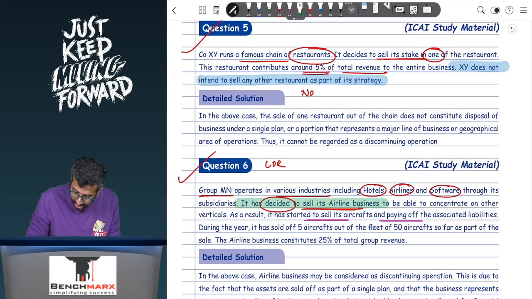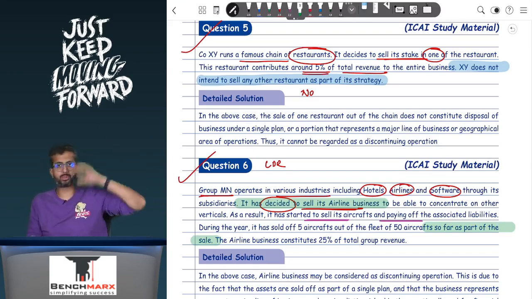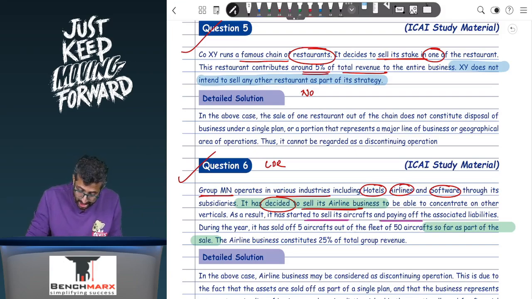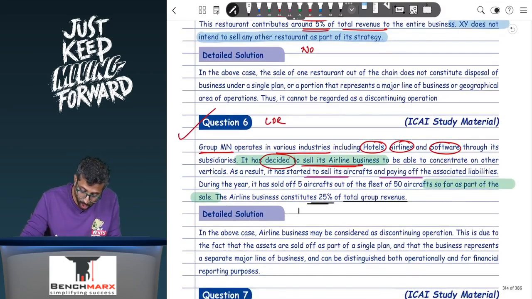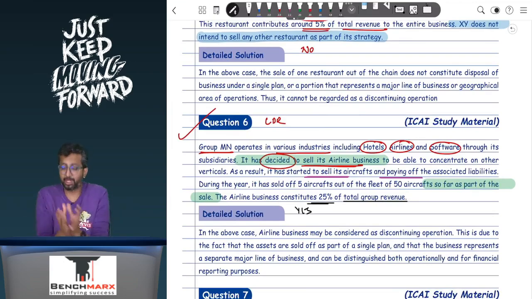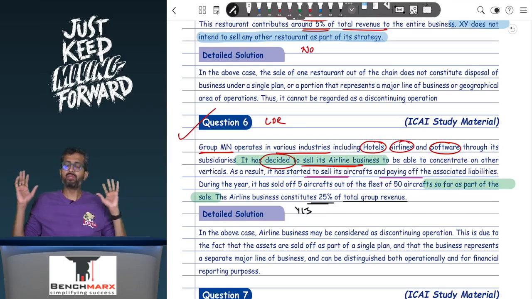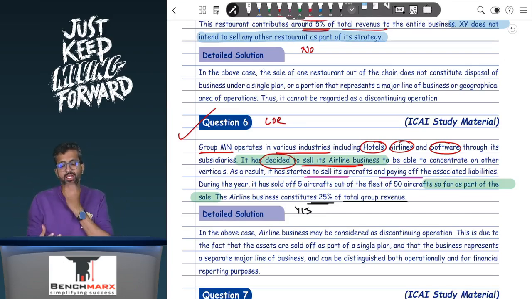During the year, it sold 5 aircraft out of a fleet of 50 aircraft as a part of the sale plan. So is this being sold as a part of the overall sale plan? Yes. Is airline business constituting a separate major, 25% of the group revenue? Yes. So is airline a discontinuing operation? The answer is yes. Remember, a discontinuing operation is an operation which is a separate major line, 25% of the revenue. It's a separate component of the entity. Yes, it is different from everything else, which pursuant to a single plan, which has been decided, which has been resolved, is being discontinued. So your answer is yes, it is a discontinued operation.